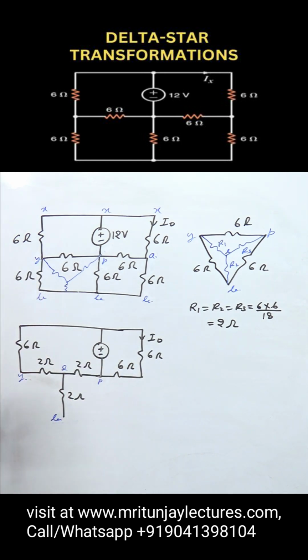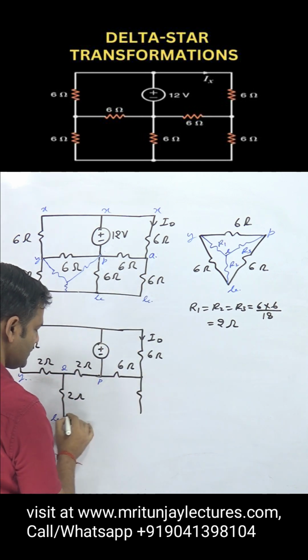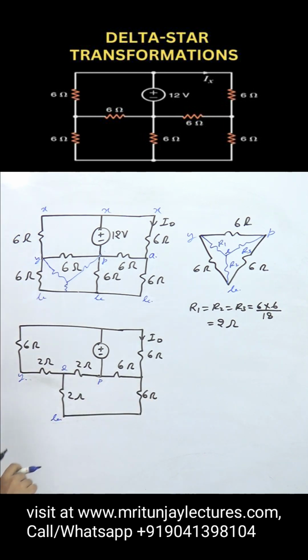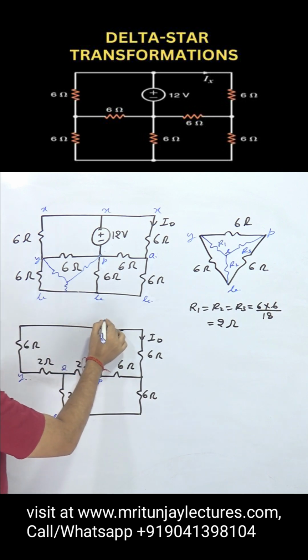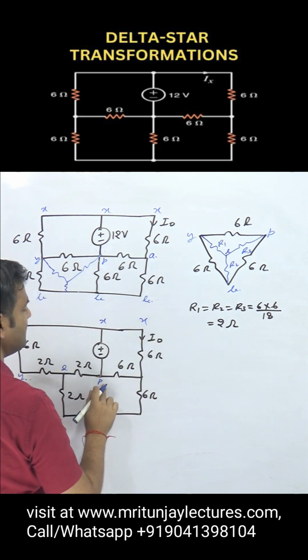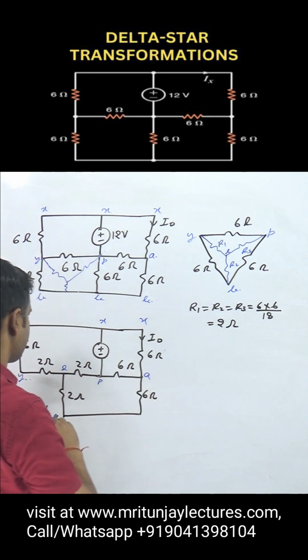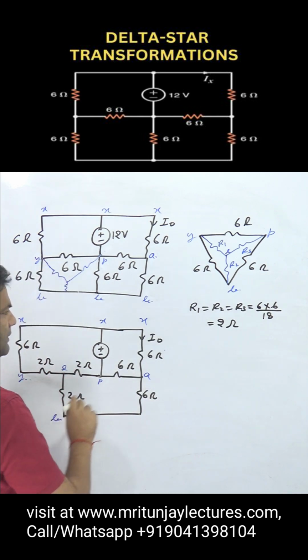Clear or not? And that is A to B, 6 ohm. Okay, that point is X, here X, here X, here P, here A, and here B. Okay, these two are series and these two are also series. Okay, so first of all make another circuit.